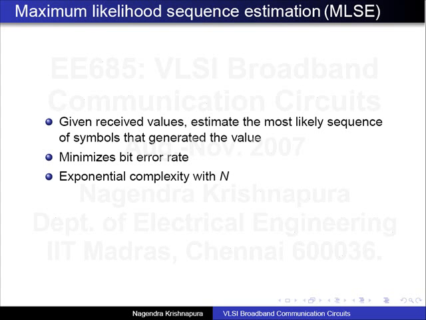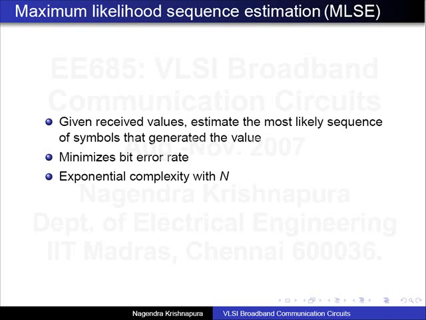A given value is a result of n different symbols. And you receive at every sample some value. You receive a sequence of values. You also know that if a particular sequence was transmitted, you can form the probability density function for the probability of receiving a certain value.